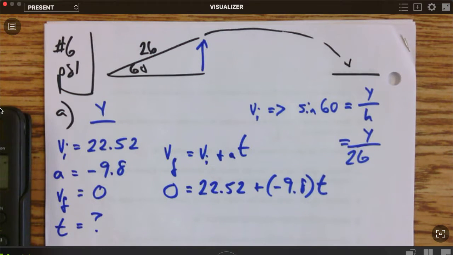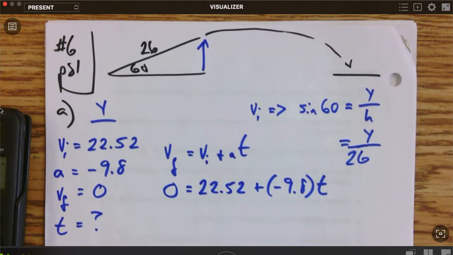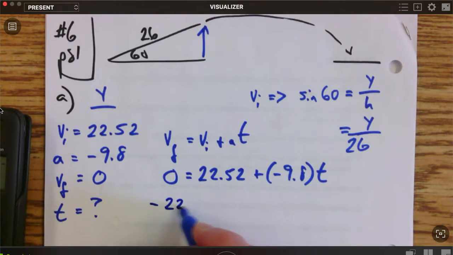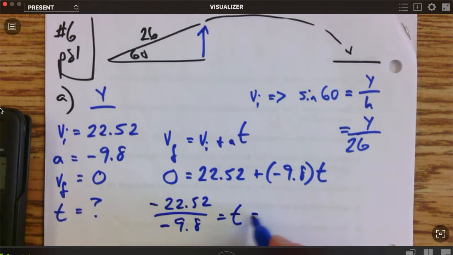There you go. And then I think the x-axis. Okay, mine is a little different. We just did the angle divided by the hypotenuse, and that was the answer. You didn't know what we were doing, so we just did whatever. That feels lucky. So negative 22.52 divided by negative 9.8 equals time.